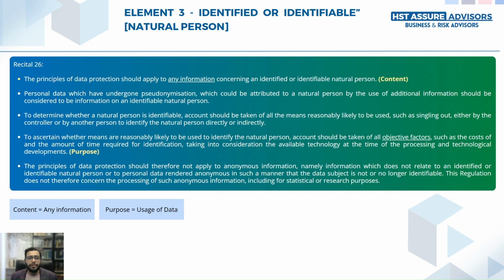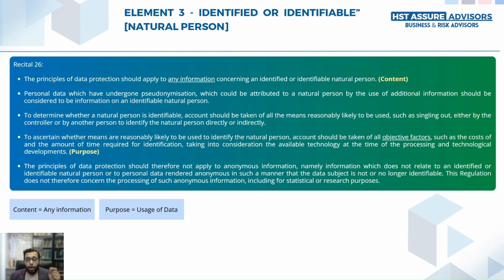Now, if you read further in the recital, it says that to ascertain whether means are likely to be used to identify the natural person. So that is the purpose I'm talking about over here. Remember the purpose, the content, and the result element of the relationship. Now, we are talking about the purpose. If you are going to use that information to identify the natural person, and there are means available, or there is a high chance that the means are available, in that case, I could say that the information relates to that particular identified or identifiable natural person.